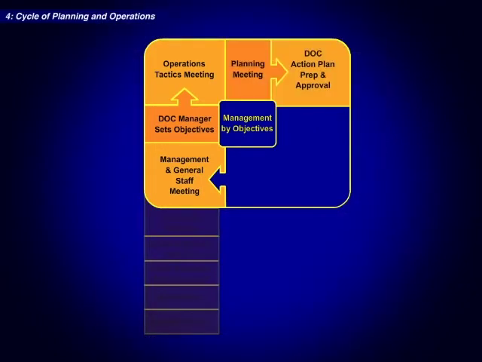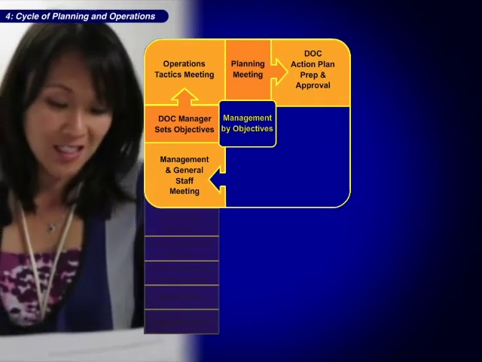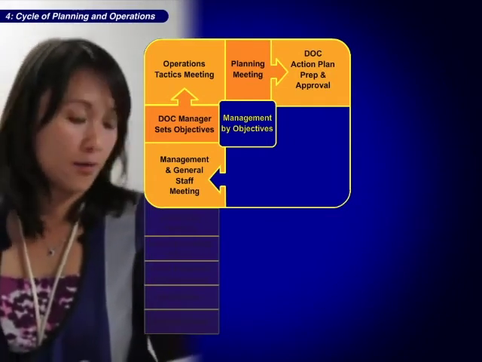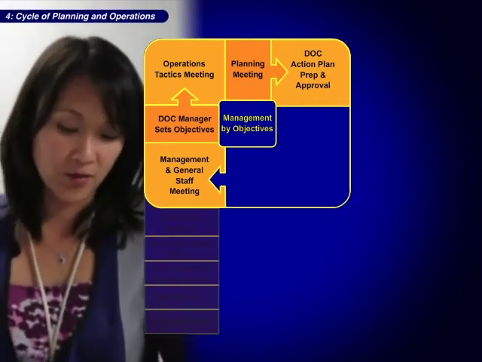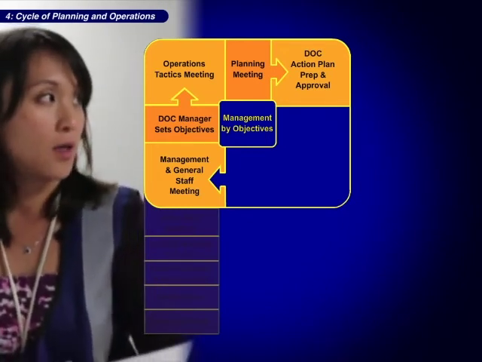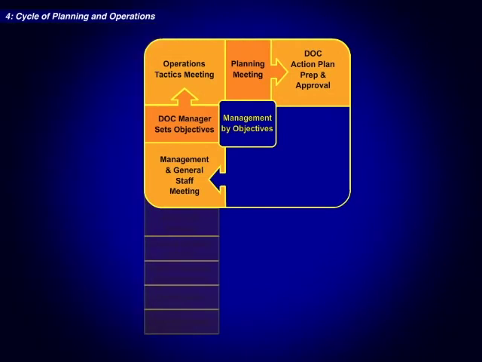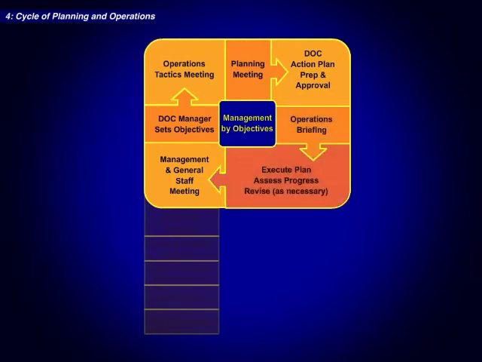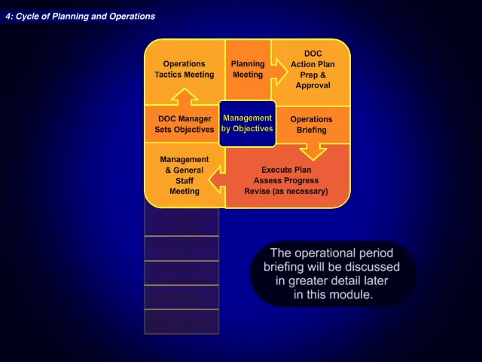Planning Meeting. Facilitated by the Planning Section Chief, the purpose of this meeting is to review and validate the operational objectives and to resolve any concerns before developing the action plan. Operational Period Briefing. This critical meeting presents the action plan to staff and is facilitated by the Planning Chief. The Operational Period Briefing will be discussed in greater detail later in this module.